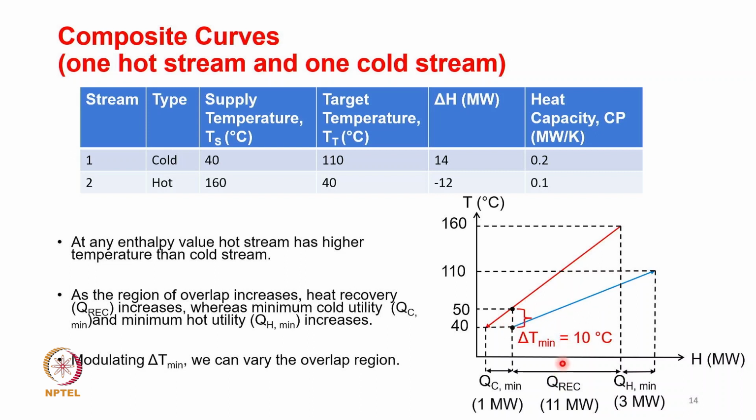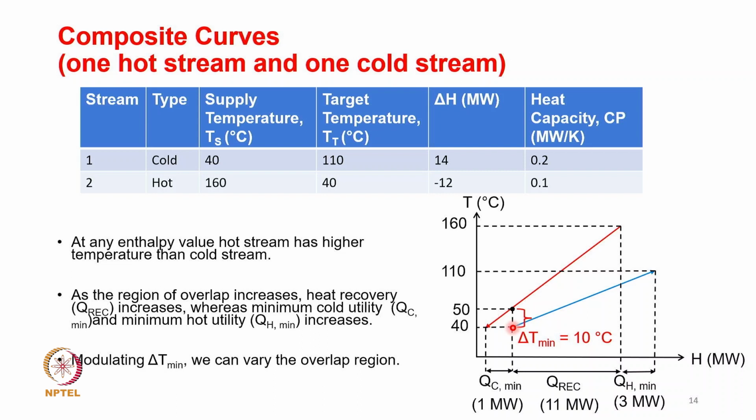So QREC is what can be effected by means of heat recovery, and for QH, which is the hot utility, you need to supply it externally, and QC you also need to take away from the system. As a result, what you can see is this delta T minimum. Delta T minimum is the difference between the last point of the cold fluid and the temperature corresponding to that point on the hot fluid. In this case, this is 10 degrees C.